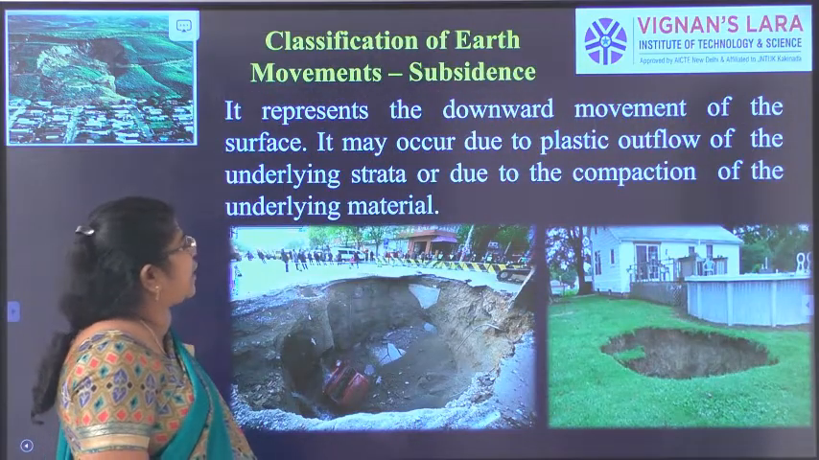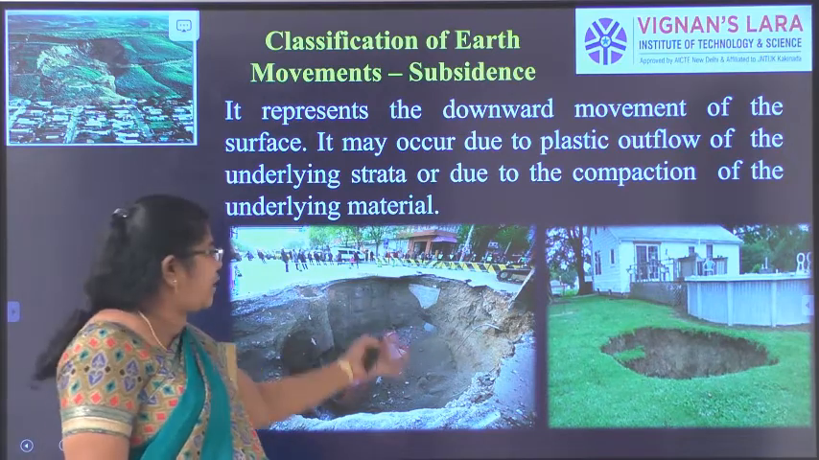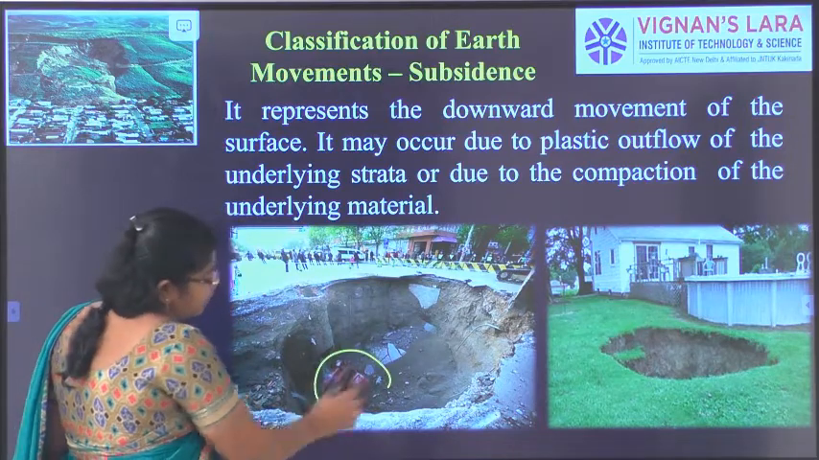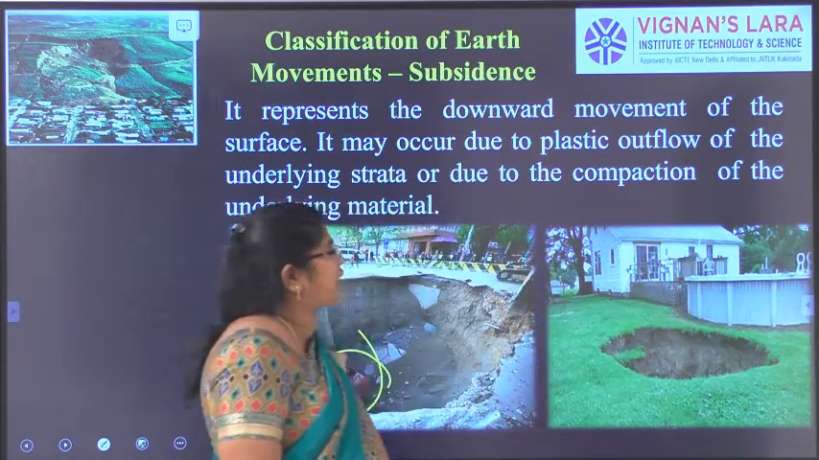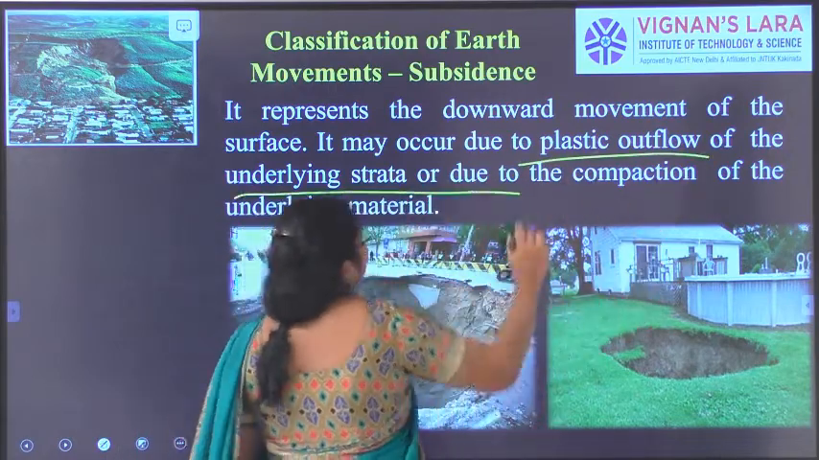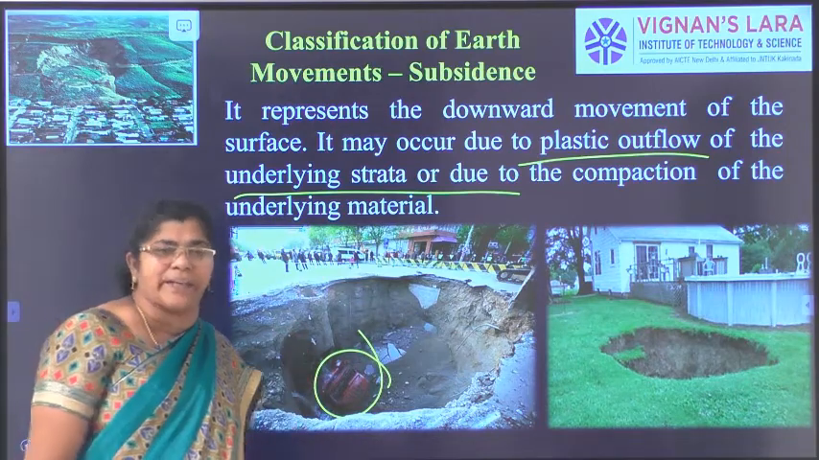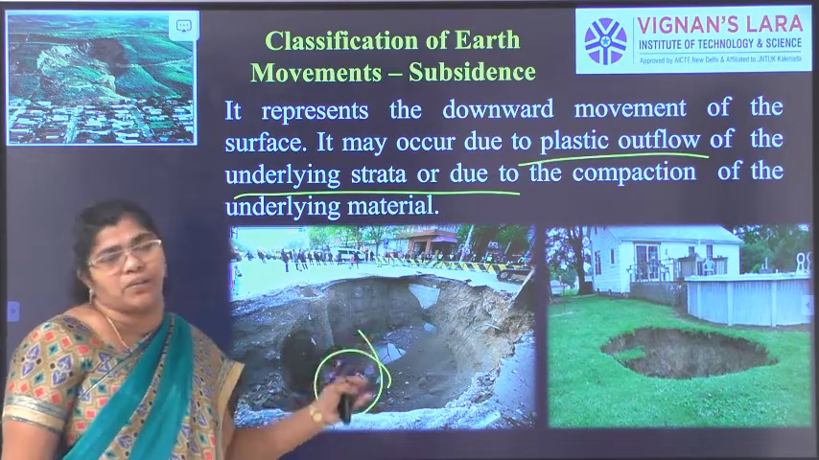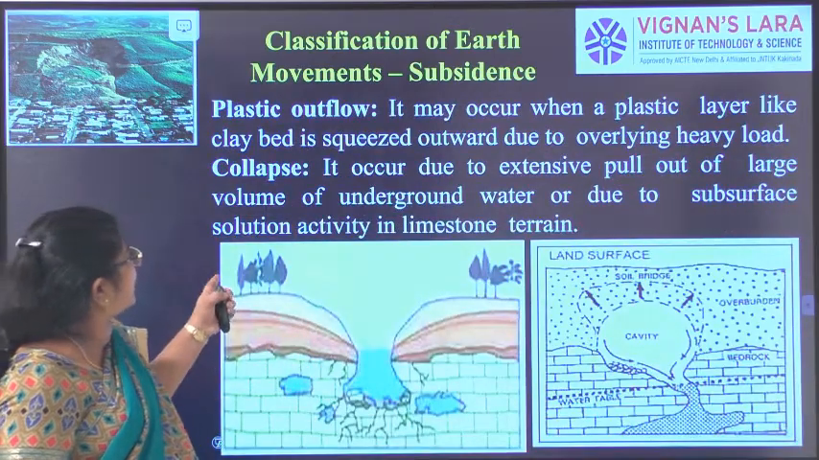What is subsidence? The downward movement of the surface we call subsidence. You must have seen somewhere in the middle of the road, a hole suddenly formed. Right here you can see a truck has fallen inside. Even near a home there can be a small formation of these depressions. They occur due to the plastic outflow of the underlying strata or due to the compaction of the underlying material. Either the underlying material has compacted a lot, or the underlying material has been eroded. Due to these things, these two types happen: the plastic movement, and also the other one, the collapse.